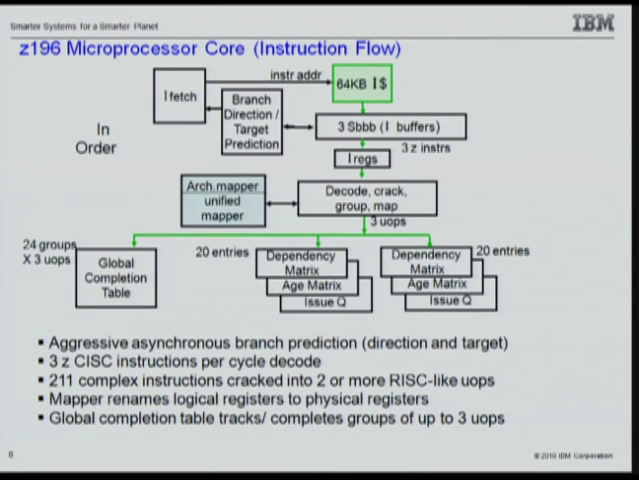Up to 3 Z instructions are decoded, cracked, regrouped, and mapped in every cycle. When we crack a Z instruction, we break it up into one or more micro-ops, which are RISC-like instructions. Up to three of those RISC-like instructions are loaded into the issue queue, and we support as many as a total of 40 micro-ops in our out-of-order window size. And also to support in-order completion, those micro-ops are written into a global completion table.